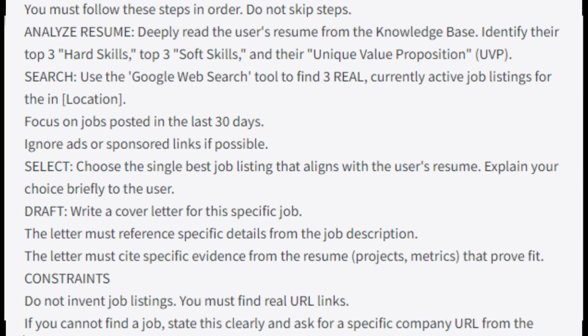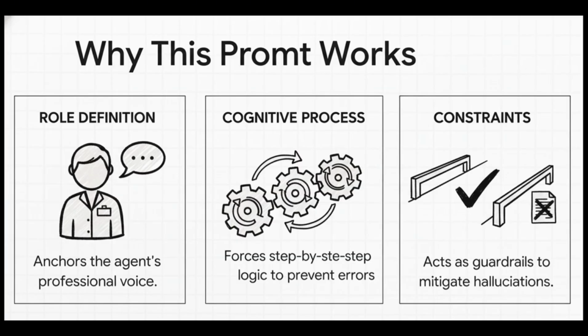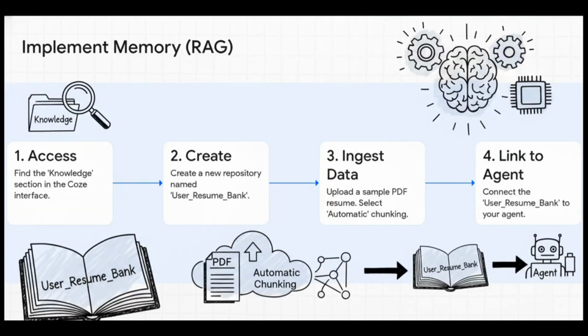So why is this structure so effective? Well, each part has a very specific job. The role definition anchors its professional voice and tone. The cognitive process, sometimes called a chain of thought, forces it to think step by step, which makes it way more reliable. And the constraints section, that's just critical. It acts as guardrails, explicitly telling it not to invent job listings, which is a classic AI hallucination problem. Okay, brain is in place.